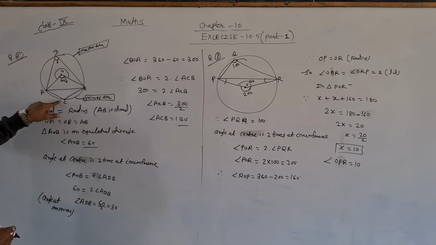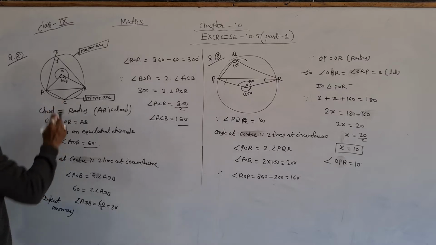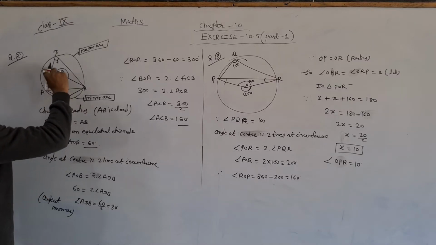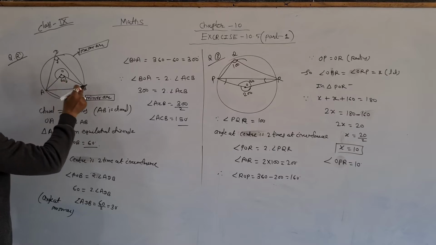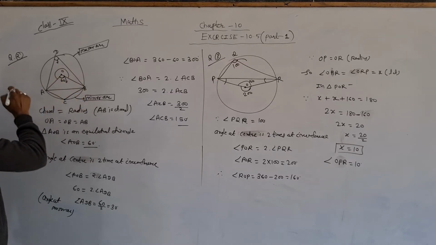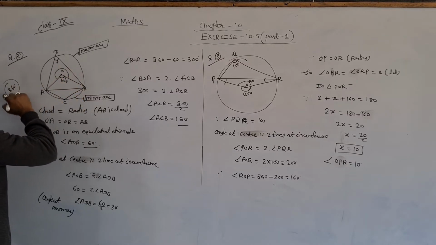Now we need to find it at the minor arc. So for the minor arc, first of all we know that this angle is 60 degrees. So the opposite angle AOB is given 60. So what is angle BOA? This whole angle is the complete angle, the complete angle of this 60 degrees.